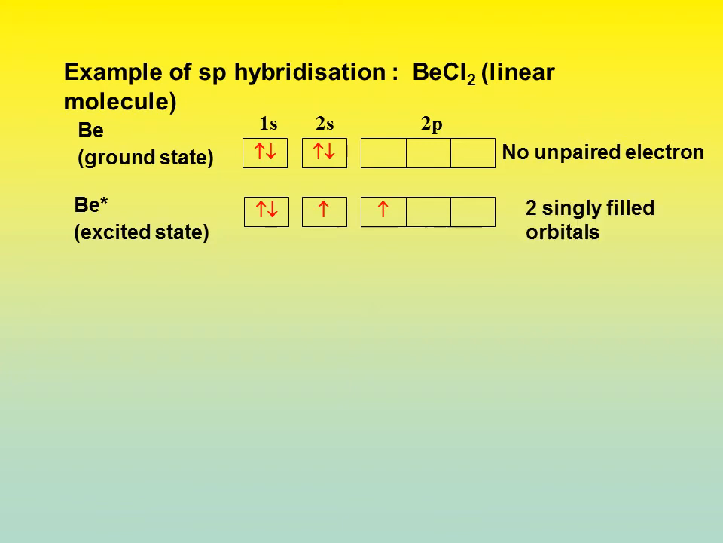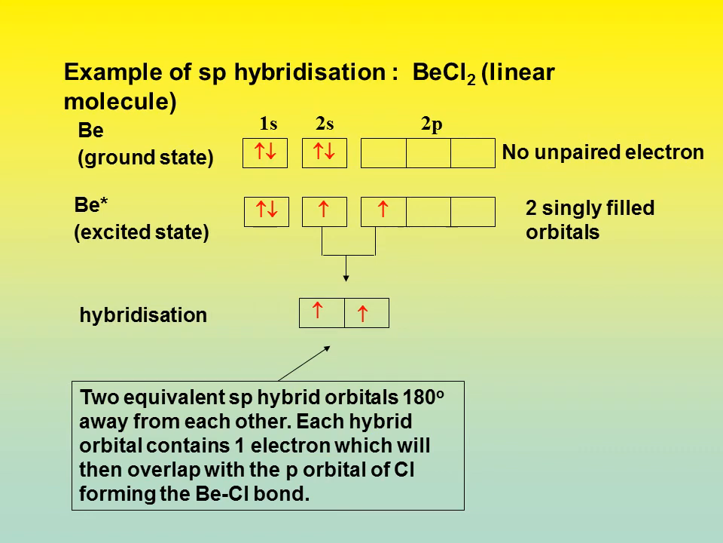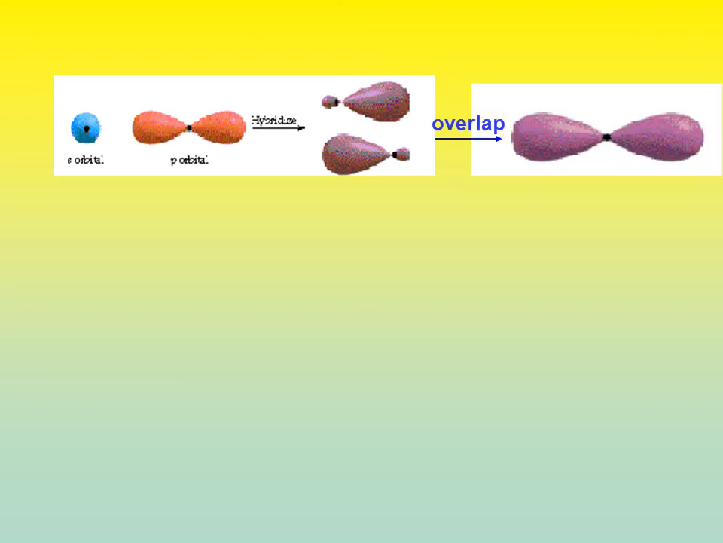We then have a combination of the s and p orbitals to form two sp orbitals. These two sp orbitals are then 180 degrees apart from each other and can be used to form a bond by overlapping with the p orbitals in the chlorine atom to form BeCl₂. This slide shows the formation of the BeCl₂.